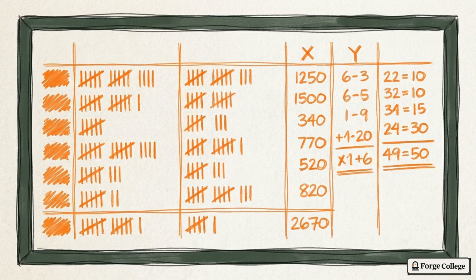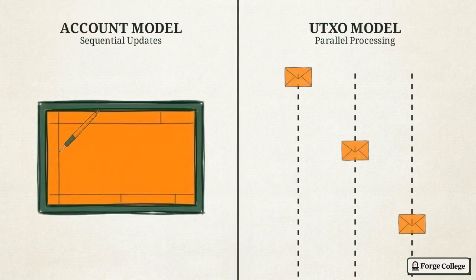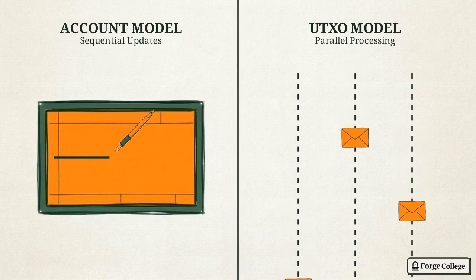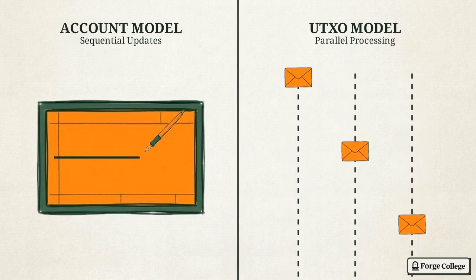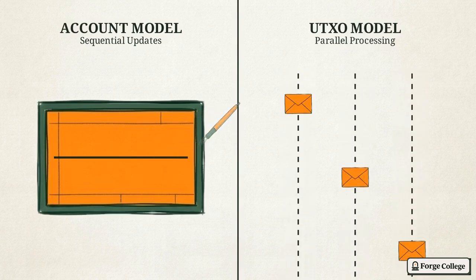For the rest of this video, we can think of the account model exactly like a shared community chalkboard ledger. The UTXO model, on the other hand, operates like a stack of physically sealed cash envelopes. This choice between a chalkboard and a stack of envelopes dictates the speed of the entire network, its rules for avoiding conflict, and its ability to process multiple actions at the exact same time.